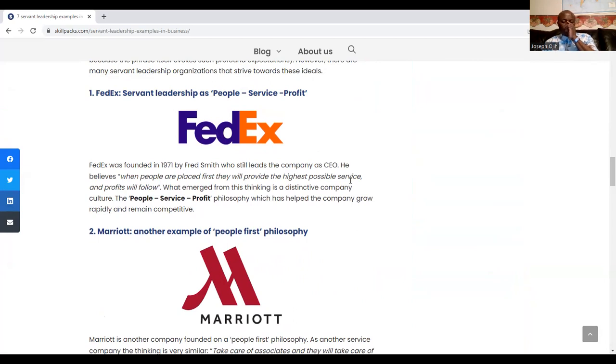I look at this short paragraph. It says here that FedEx was founded in 1971 by Fred Smith, who still leads the company as the CEO. He believes that when people are placed first, they will provide the highest possible service, and then profit will follow.